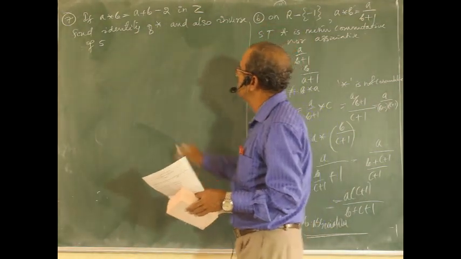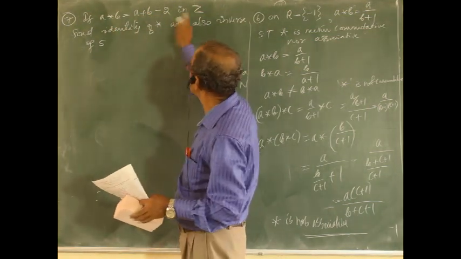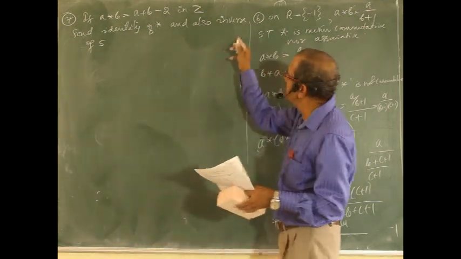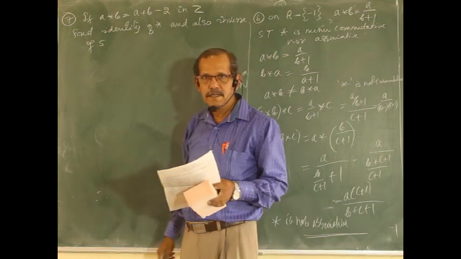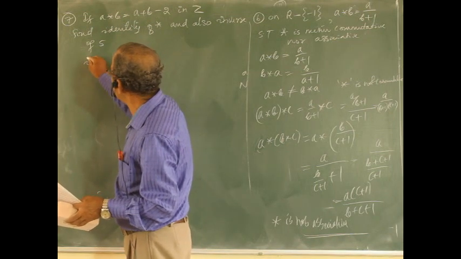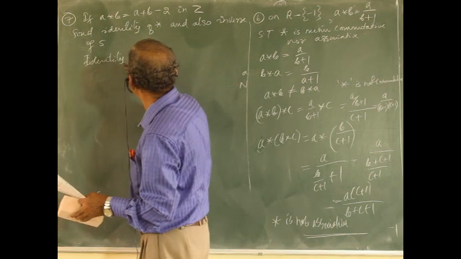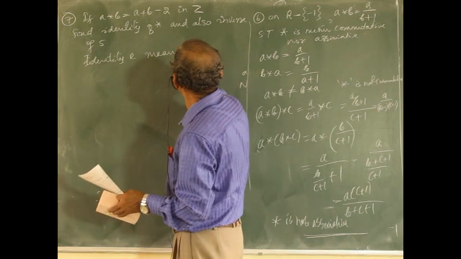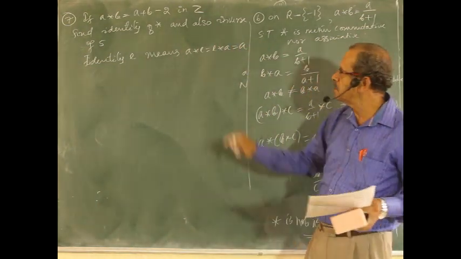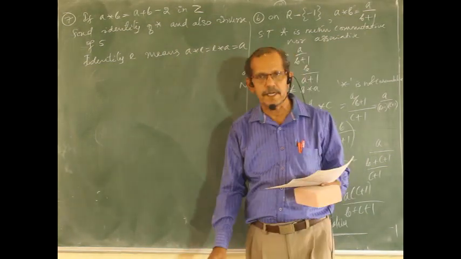Binary operation is given like this: a plus b minus 2, combining two elements. Now the thing is not to find whether it is commutative or associative. Now the problem is to find identity element, identity property. So there exists an element such that identity means, let me write the definition. Identity e means a star e equal to e star a equal to a. You combine any element with that identity, you get the same element. That is the property, identity.